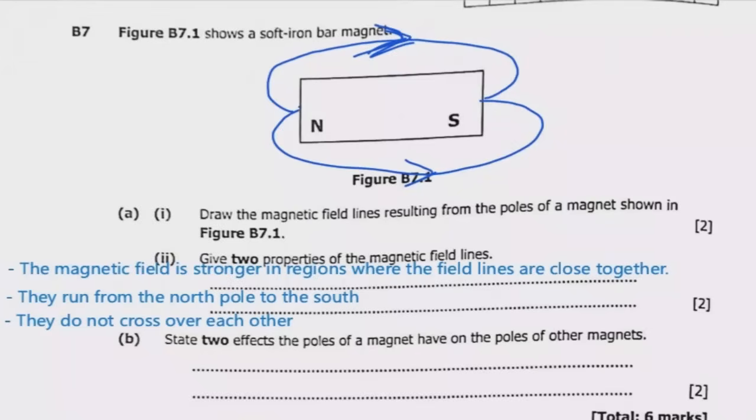Now we come to question B, which is: state two effects the poles of a magnet have on the poles of another magnet. If you get two magnets and you put them together, what will happen?